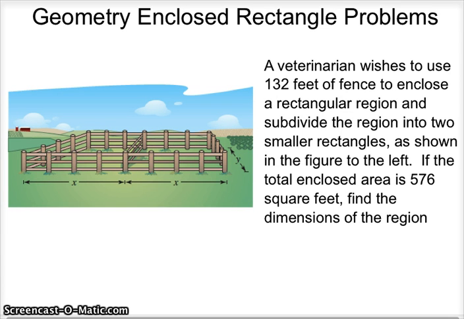Okay, so we have a geometry problem here, an enclosed rectangle problem. You see these again all the time in lots of different forms, but essentially this is what you do with them. A veterinarian wishes to use 132 feet of fence to enclose a rectangular region and subdivide the region into two smaller rectangles as shown in the figure to the left. If the total enclosed area is 576 square feet, find the dimensions of the region.